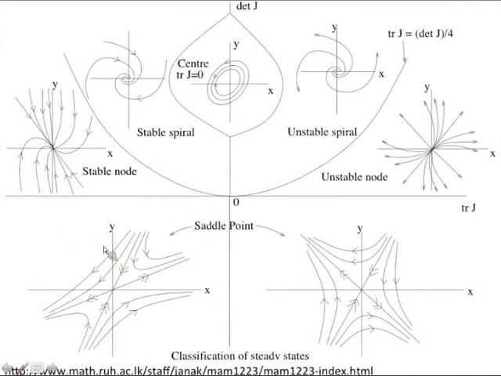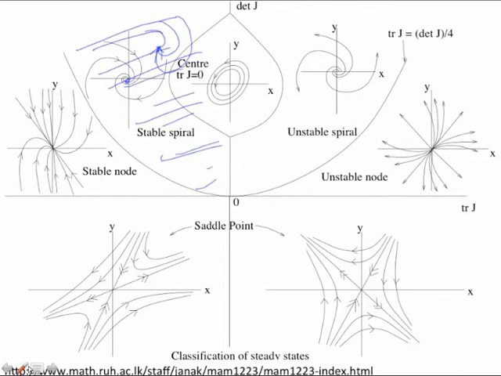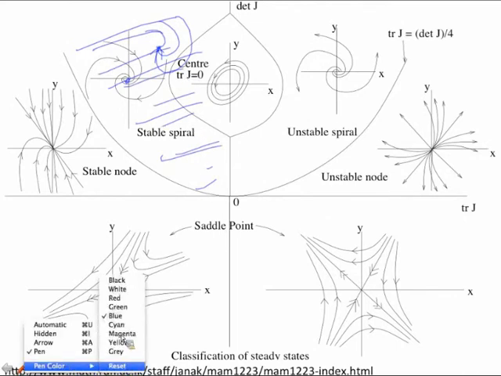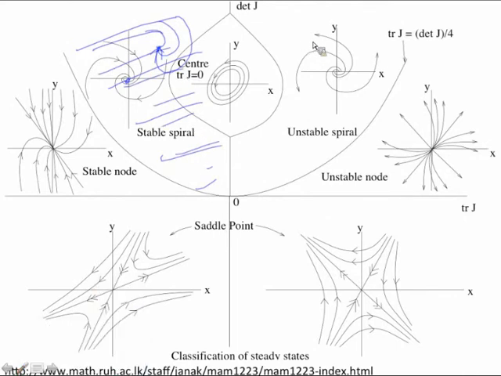And I can see that if I'm in any place in this region right here, I will have a stable spiral. So changing my parameters slightly, I will still have a stable spiral. It might look a little bit different, but I'll still have a stable spiral anywhere within this region. Versus if I go over to this region right here, I get an unstable spiral.